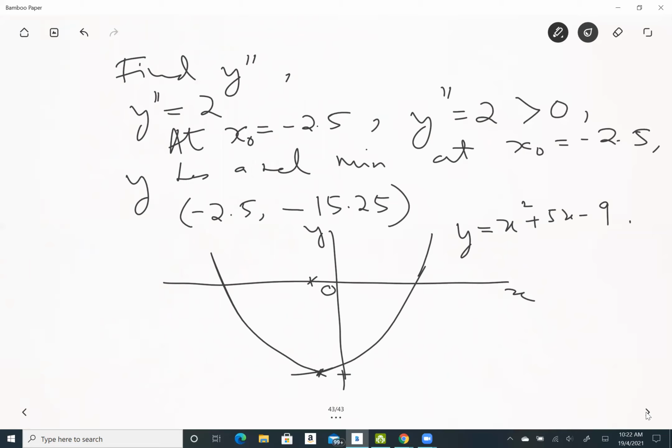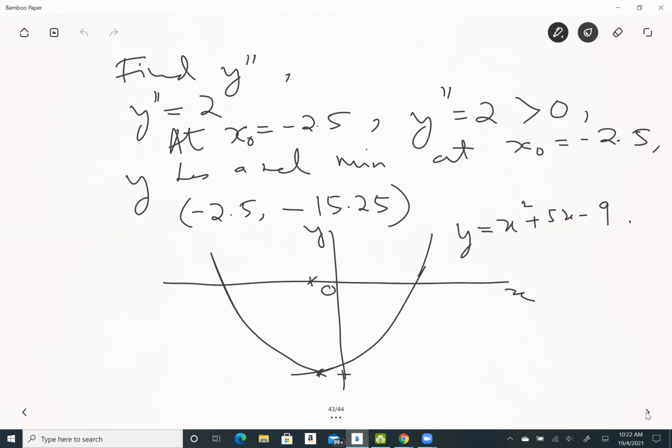All right, good. I'll give you another example. Example number 2. Let's say we have y equal to 4x squared minus 20x plus 51.